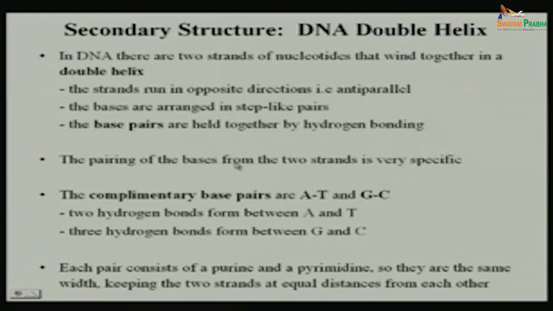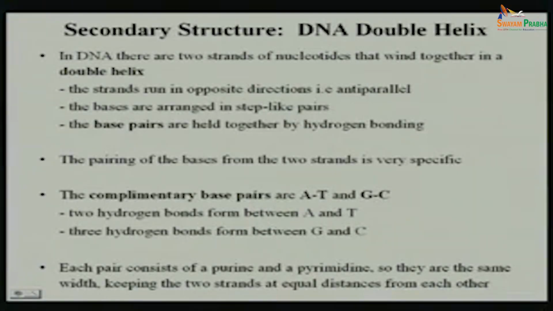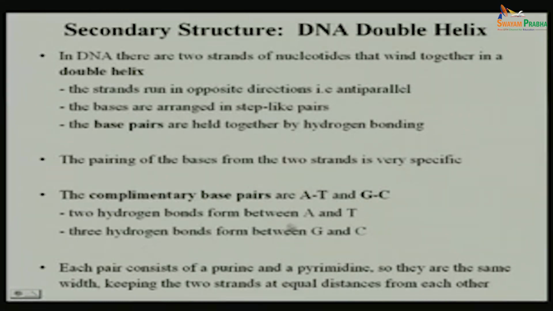The pairing of the bases from the two strands is very specific. The complementary base pairs are AT and GC. That means one purine is getting linked with a pyrimidine. That is the linkage. No two purines or two pyrimidines are linked. So, A is getting bonded with T, and G is getting bonded with C. Two hydrogen bonds are formed between A and T, and three hydrogen bonds are formed between G and C.